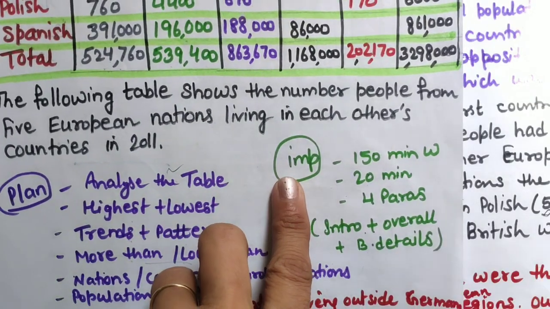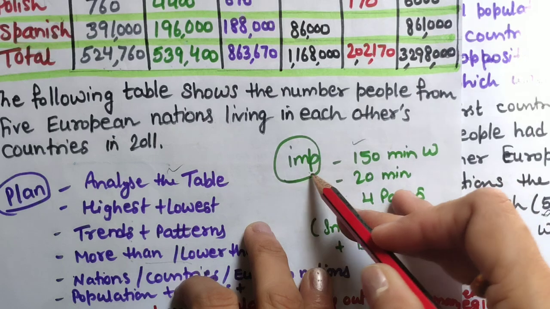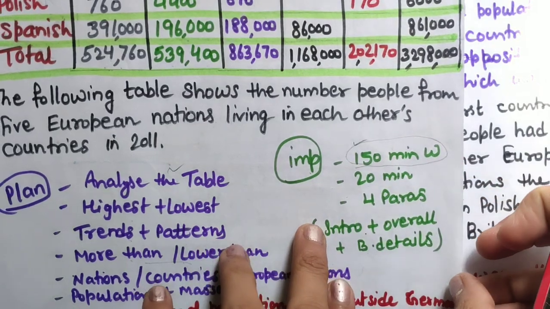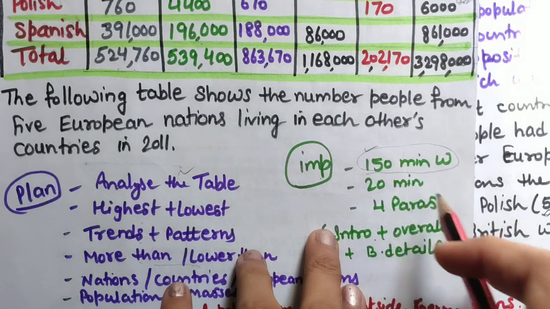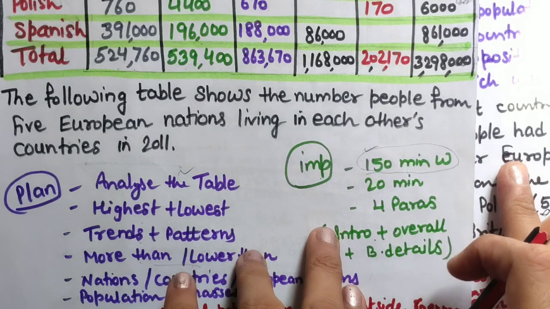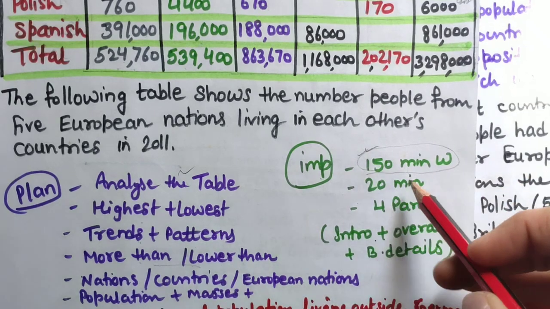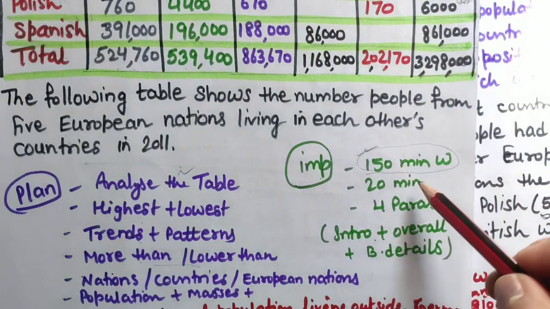Other important things you should also know: you should write a minimum of 150 words. Some people say you can get good bands with 100 words also, no. If they have made this criteria, please just follow it.